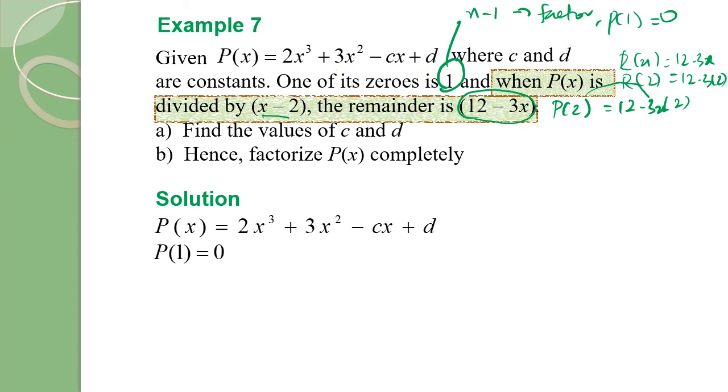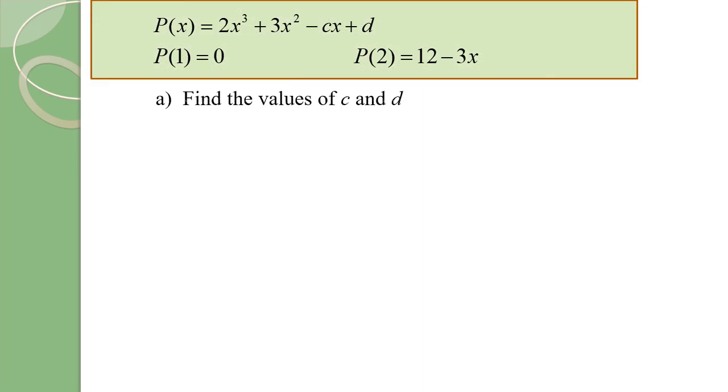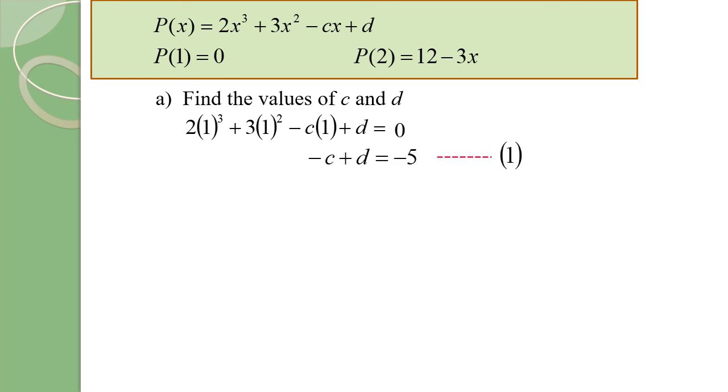We have 2 of 1 cubed, and for p of 2 we get 12 minus 3x. So, we have two equations. The first equation: substitute 1 into the polynomial. 2 of 1 cubed plus 3 of 1 squared minus c of 1 plus d equals 0. Simplify it, and we will have negative c plus d equal to negative 5. So, this is the first equation.